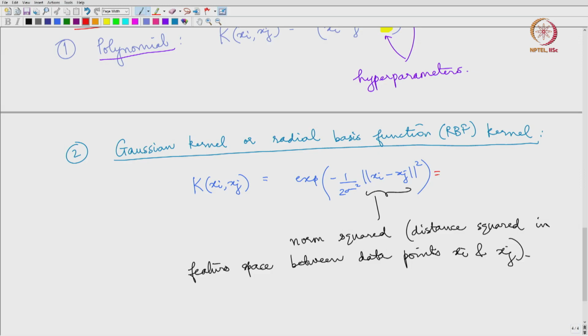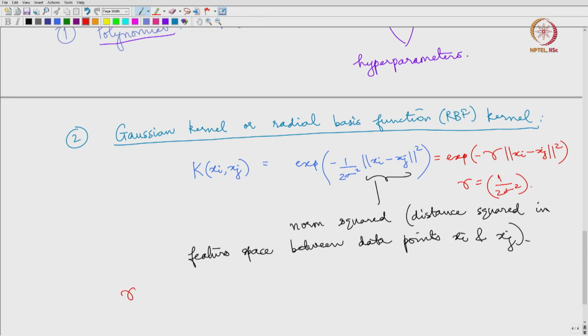In some places this function is written slightly differently, they call it exponential of minus gamma times the norm squared of xi minus xj, and of course you can recognize here that gamma is just 1 over 2 sigma squared. But essentially this gamma or sigma is a hyperparameter that needs to be tuned.